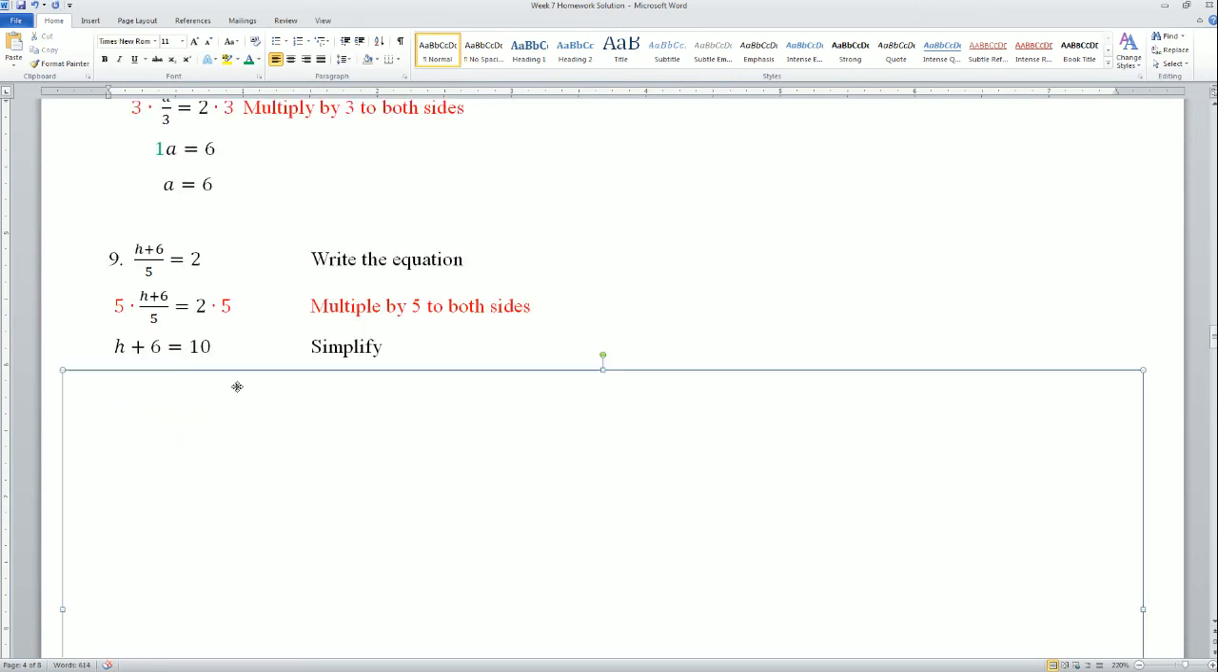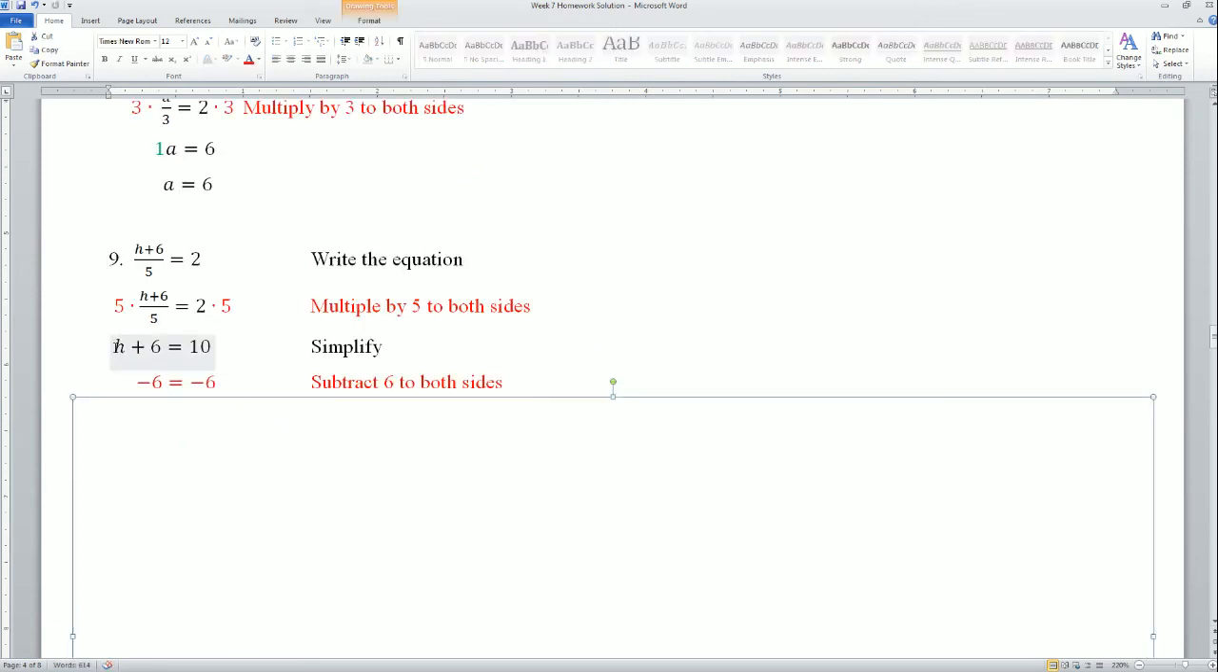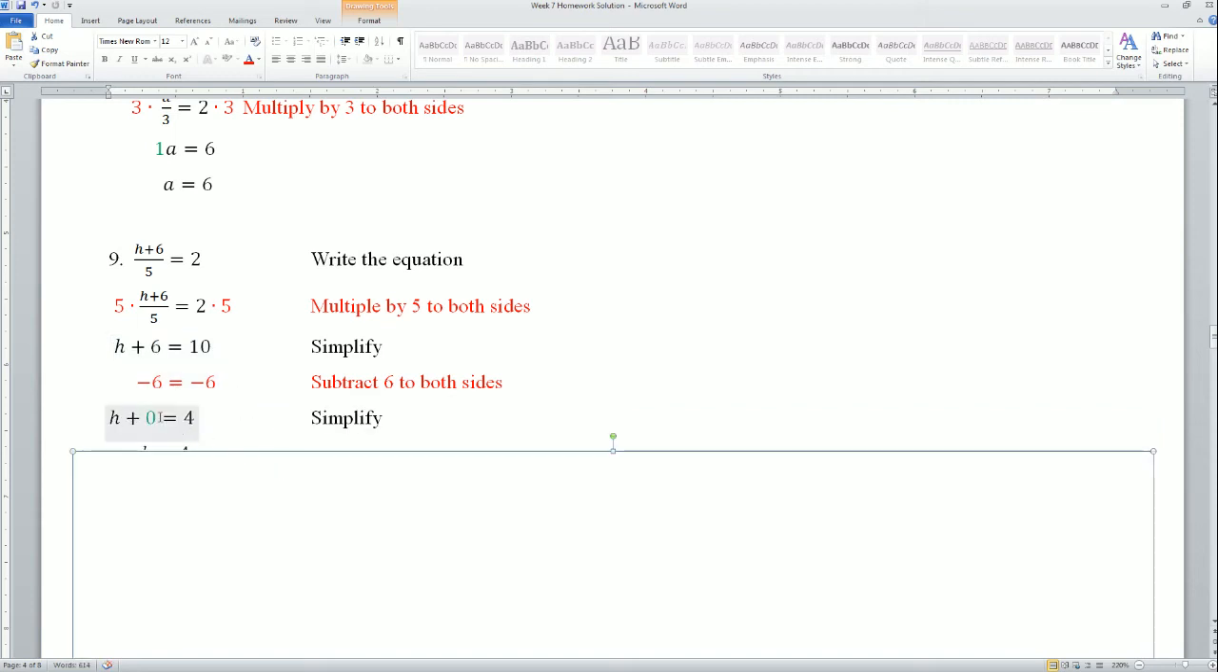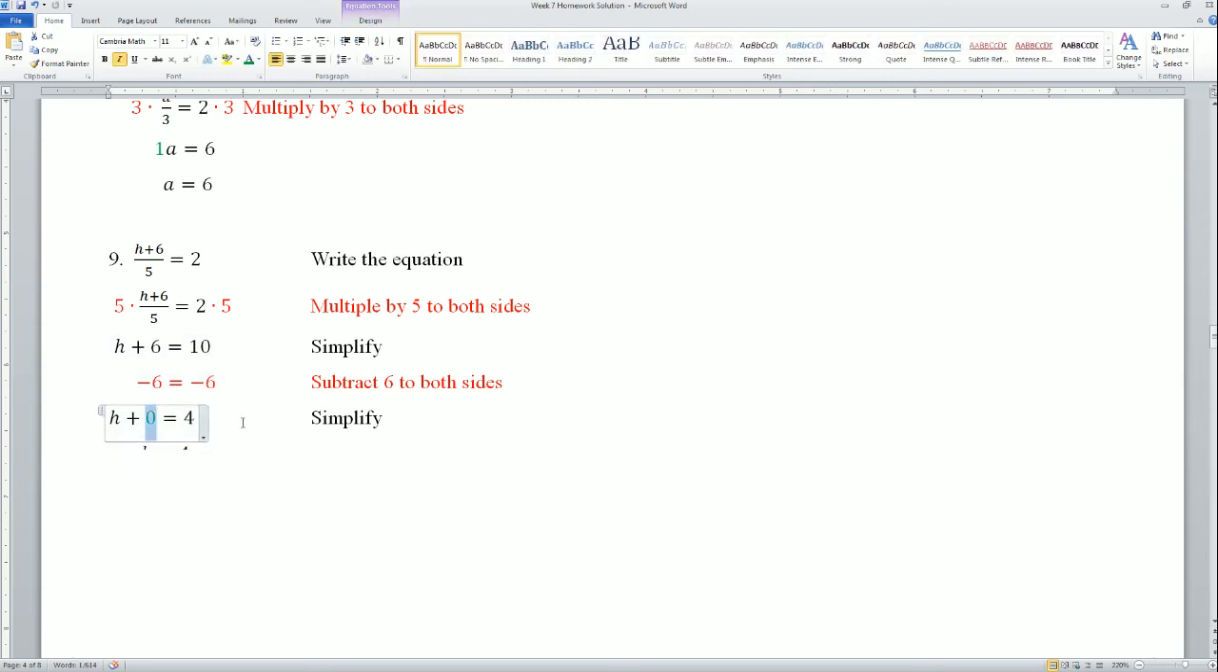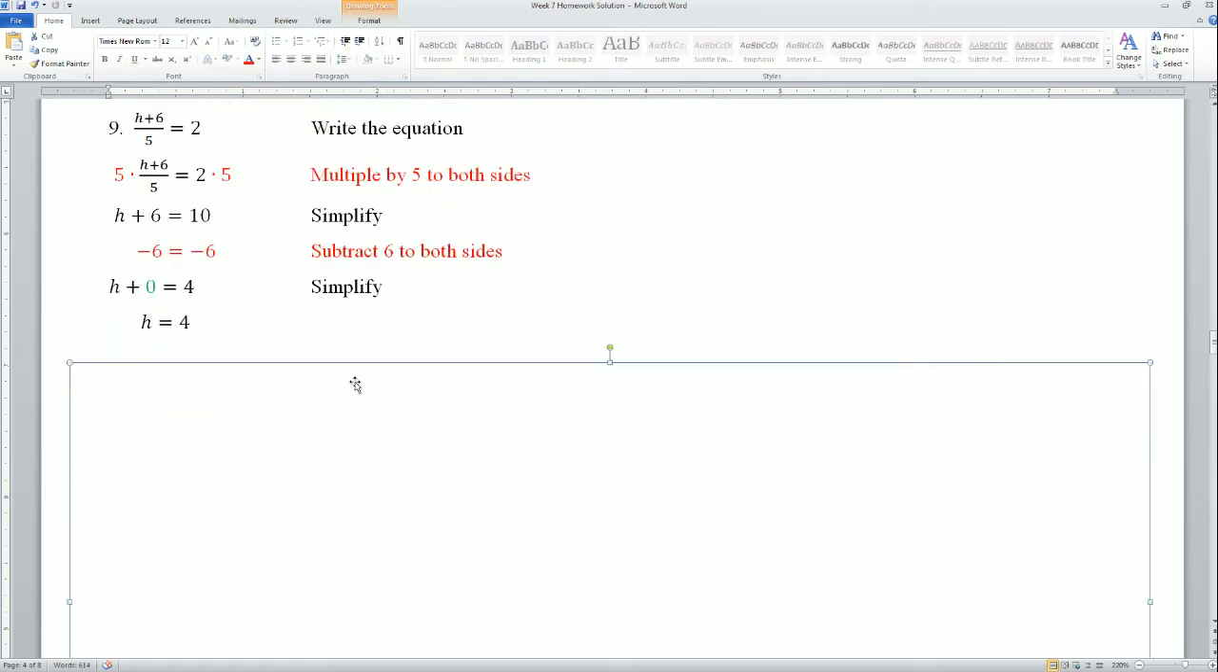Good. So, how do I get rid of the plus 6? You subtract 6 from both sides. In the process, you create that identity element. 6 minus 6 gets me that 0 on my left hand side. 10 subtract 6 gets you that 4. Altogether, I have h is equal to 4. That's what I have left.